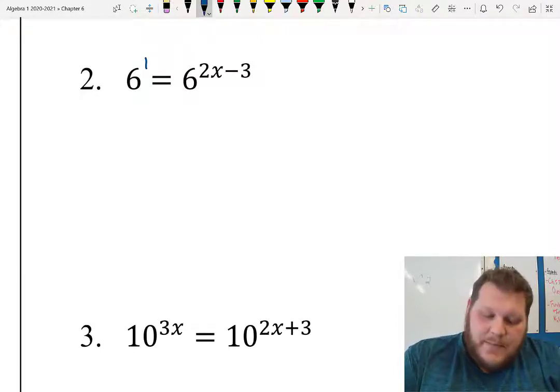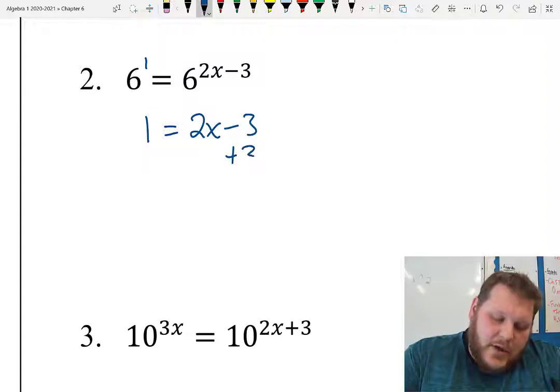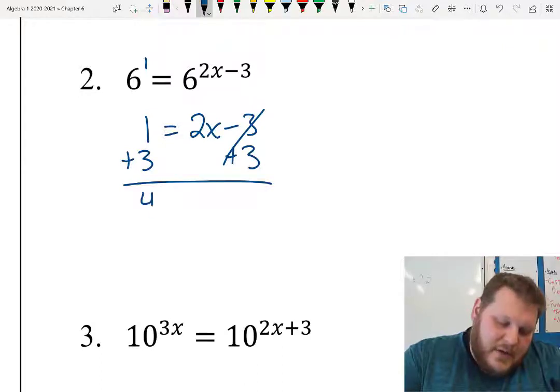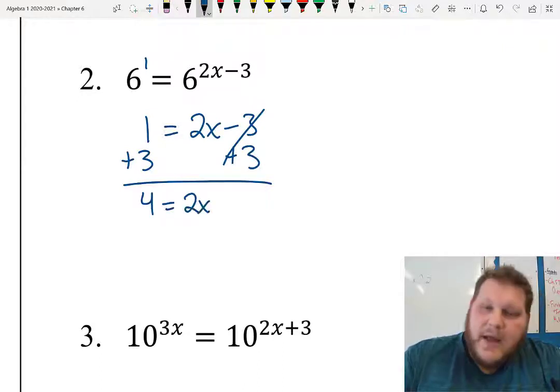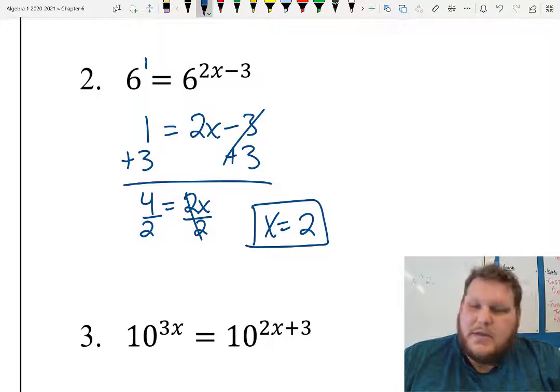I can just set those exponents equal to each other. So then 1 equals 2x minus 3, and I can solve that equation like I would normally. Inverse operations, I have to add 3 to get my x term by itself. So 4 equals 2x. Divide by 2 to get my x all the way by itself, and we get positive 2 for my solution.